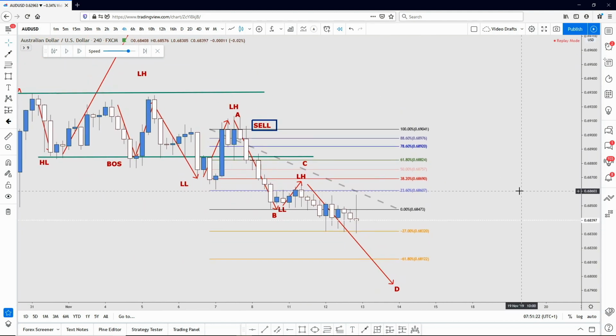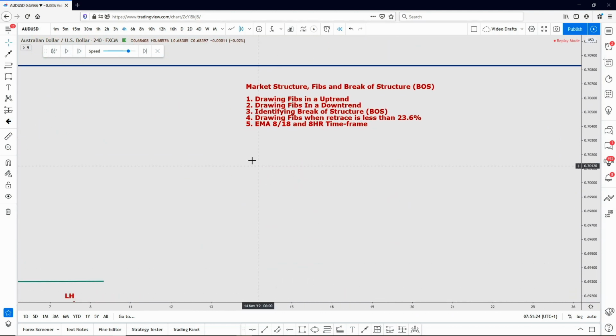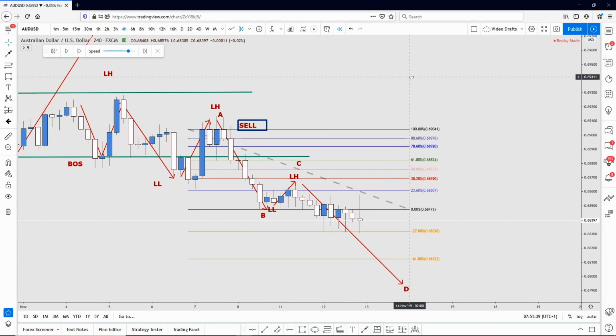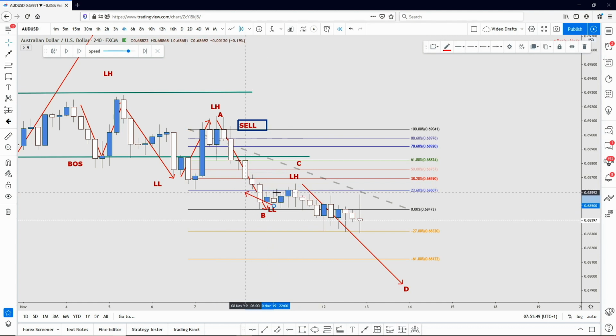So this is a good example. I was going to see point 4, drawing Fibonacci when retracement is less than 23.6%. So this is something I want you to know. See how we started drawing Fibonacci from point A, went to point B, it retraced to point C, but you can see it came to 23.6%, and it found resistance here.